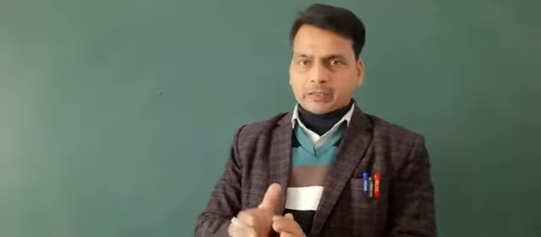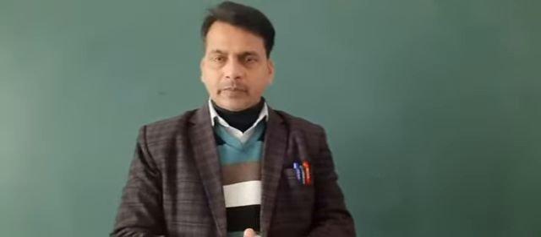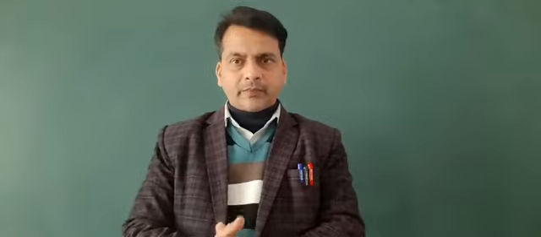Today we are with one of the most important topics of class 9 science, that is the equations of motion. In the previous session, we completed the derivation of the first equation of motion, that is v equal to u plus at, and the second equation of motion, that is s equal to ut plus half at square, by the graphical method.